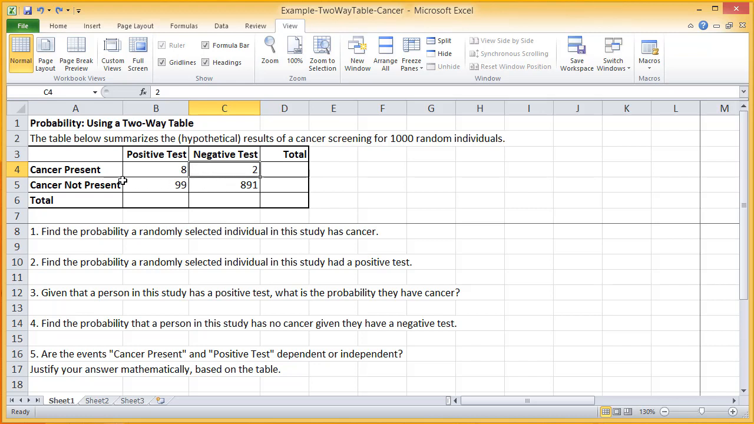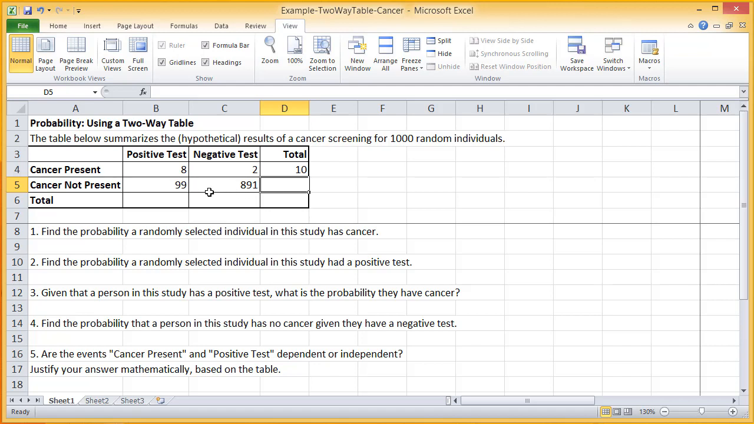So in total, the number of people in this study that had cancer was 10. 8 people who had a positive test and cancer, and 2 people that had a negative test and cancer. In this situation, we could easily add the 8 and the 2 and see that that was 10, but we can also have Excel do the work for us just in case it gets more difficult later. So in the total column next to cancer present, I'm going to type equals sum and then open a parenthesis and highlight the 2 cells, cells B4 and C4, that have the cancer present in them. Pressing enter, we see 10 appear there.